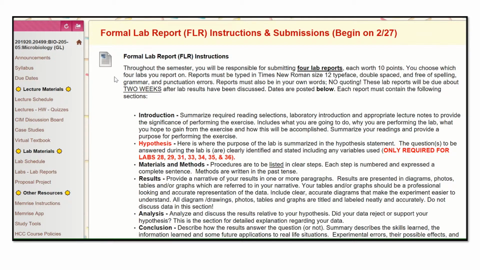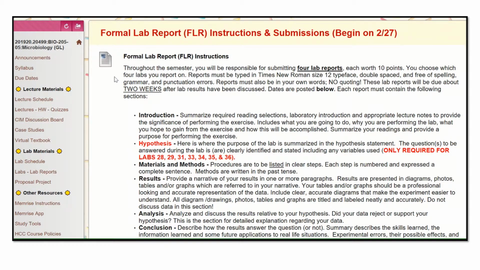The next section is materials and methods. This is one of the easiest sections. This is where your procedures will be listed in clear steps. Each step should be numbered and expressed in a complete sentence. And in general, methods are usually written in the past tense. Materials should include anything you use, including the microincinerator, any bacterial samples, loupes, needles, or media.